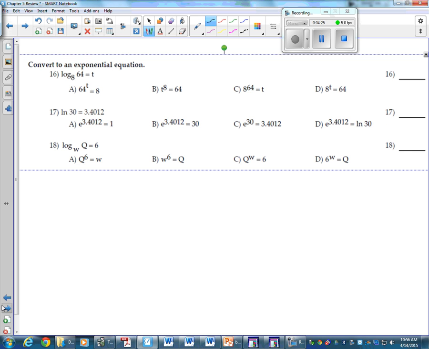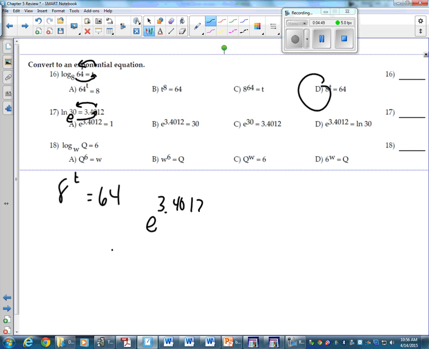Problems 16, 17, and 18 want you to convert these to exponential. So this is just going to be 8 to the t is equal to 64. 8 to the t power equals 64, which is D. This one again is natural log, so it has a base of e. That's going to be e to the 3.4012 power equals 30. E to the 3.4012 equals 30, which is B. And 18 is going to be w to the 6th is equal to q.